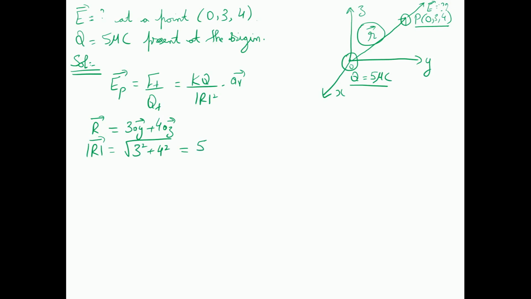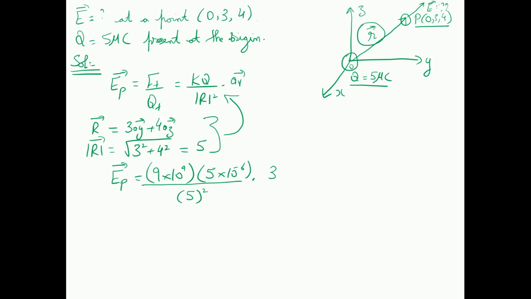So finally we incorporate all of these into the basic equation. So the electric field intensity for the point charge is going to be, value of k is 9 into 10 raised to power 9 meters per farad, charge value is 5 microcoulomb, 10 raised to power minus 6, divided by the value of r absolute, which is 5, and you take the square, multiplied by the unit vector. So the value is 3ay plus 4az divided by the absolute of r, which is basically 5.